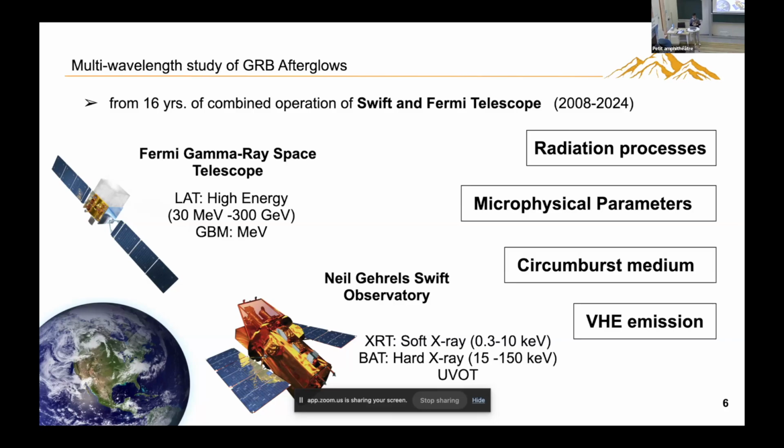In a brief introduction about these two telescopes, Swift has 3 main instruments, which operate from the UV range to the hard X-rays, up to 150 keV, while the Fermi Gamma-ray Space Telescope has two telescopes on board: the GBM and the LAT. For this study, I use only the high energy gamma rays, which operate from 30 MeV to 300 GeV.